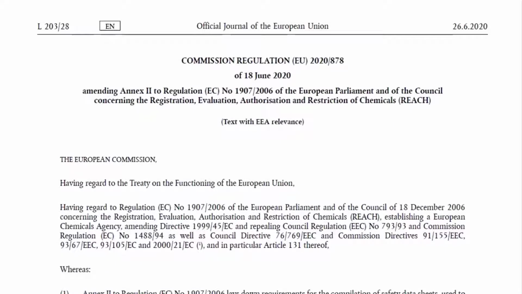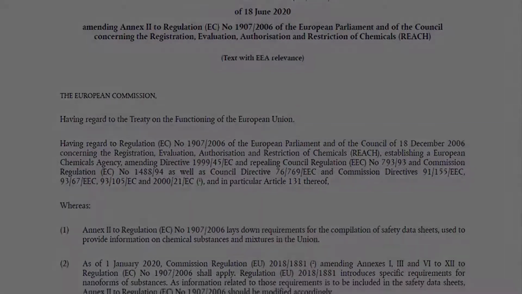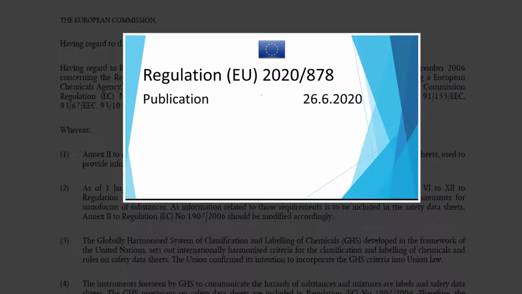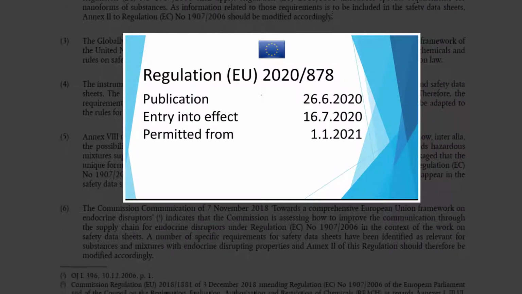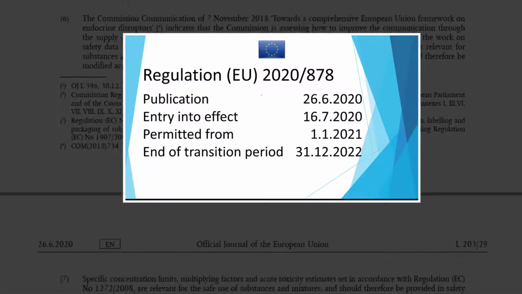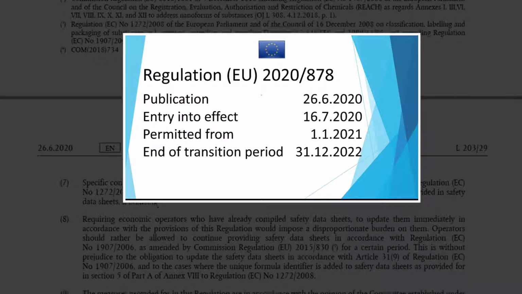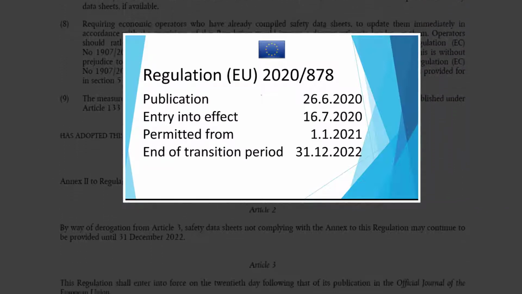The new version of Annex 2, according to Commission Regulation EU 2020-878, was published in the EU Official Journal, L203, on 26 June 2020. The regulation entered into force on 16 July 2020 and applies from 1 January 2021 on. The transition period ends on 31 December 2022.